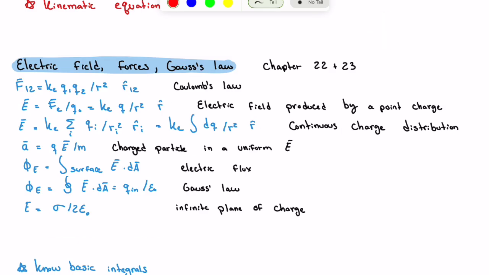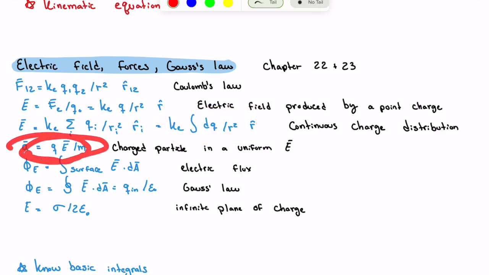So going all the way back to chapter 22 now, we saw Coulomb's law, which is just saying the electric force between two charged particles. We also looked at E, which is the electric field, which is just Fe, the electric force, divided by the charge, and we got that equation here. We also saw that if we have many point charges, we can add up all their contributions to the electric field, or if we have a continuous distribution of charge, we sum them up like so.